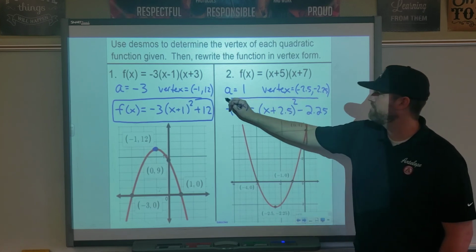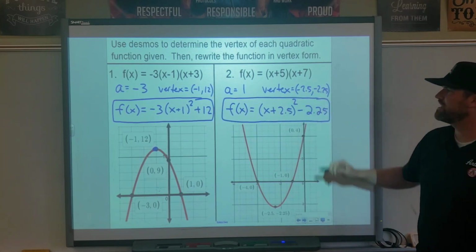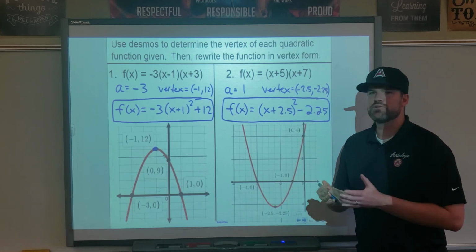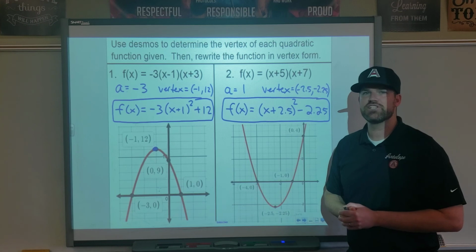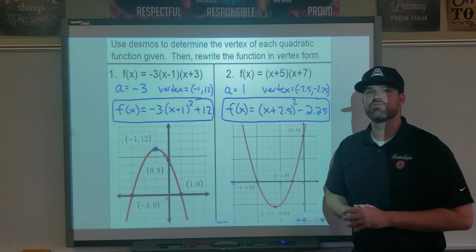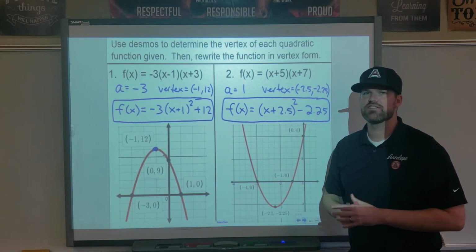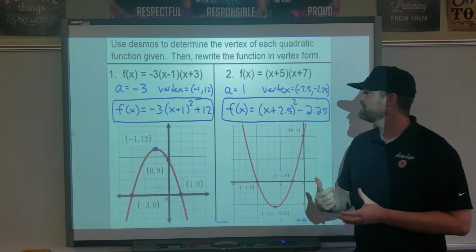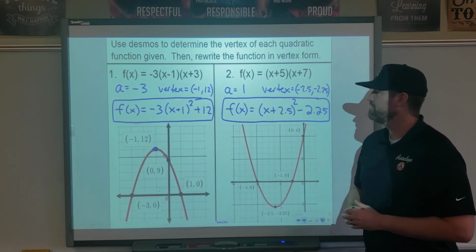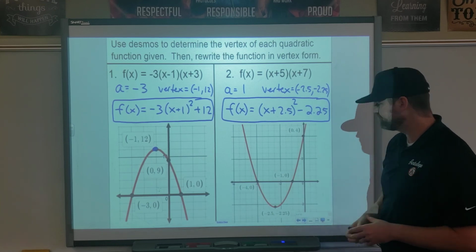And we now have the vertex form of this equation, which tomorrow we're going to start looking at why vertex form is so helpful, especially with transformations. And then when we graph absolute value equations in a couple weeks, it'll be super easy because we understand this vertex form, which is kind of a universal form as far as transformations go.